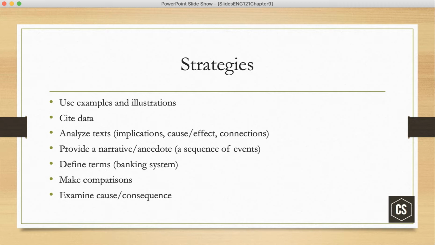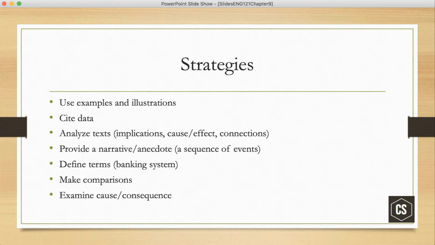Strategies. Within each paragraph, you need to use examples and illustrations, and that varies depending on the kind of paper it is. Examples and illustrations in the argument of definition essay meant examples and evidence from your lived experience. In a research assignment, it might be citing data or analyzing text. A rhetorical analysis is analyzing text, so you're looking at things like, what are the implications of something? What are the cause and effects of something?